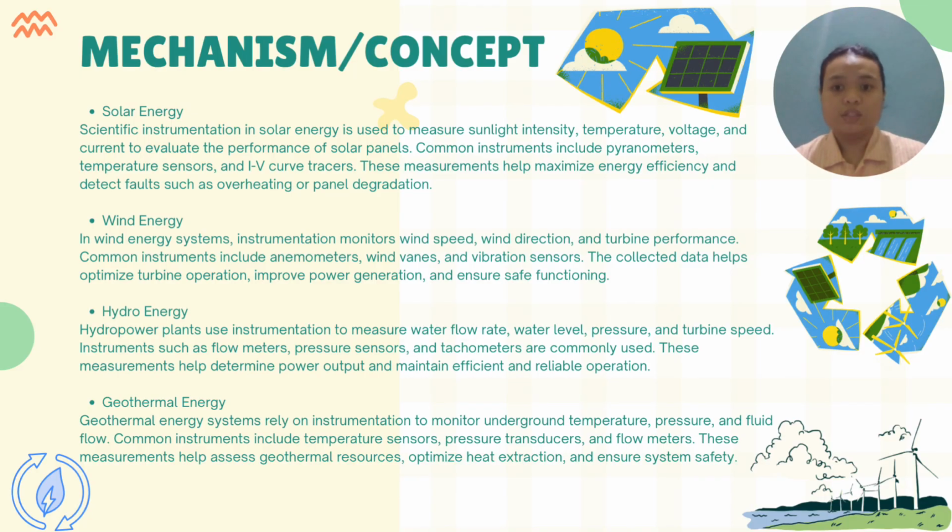Third is hydro energy. Hydropower plants use instrumentation to measure water flow rate, water level, pressure, and turbine speed. Instruments such as flow meters, pressure sensors, and tachometers are commonly used. These measurements help determine power output and maintain efficient and reliable operation.